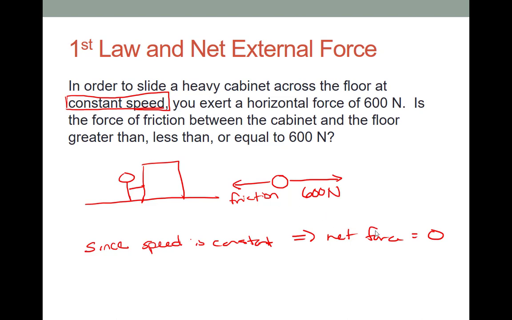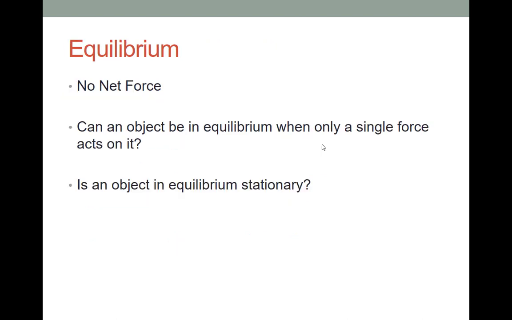Okay, if the net force is 0, that means that my 600 Newton push has to be balanced exactly by friction equal to 600 newtons as well. So the answer to the question is that the friction is equal to 600 newtons. This is an example of a special case. Equilibrium occurs when there's no net force acting on an object.